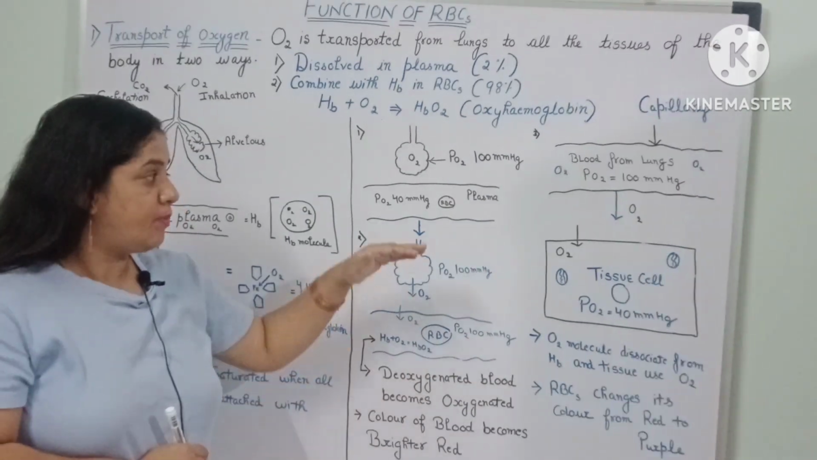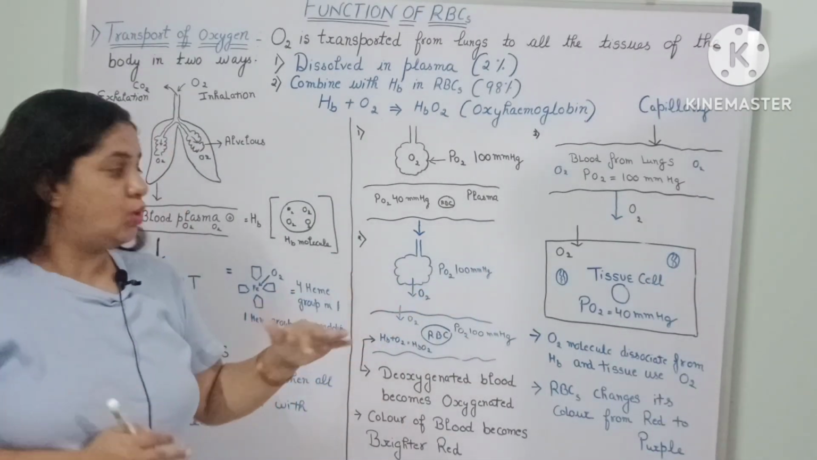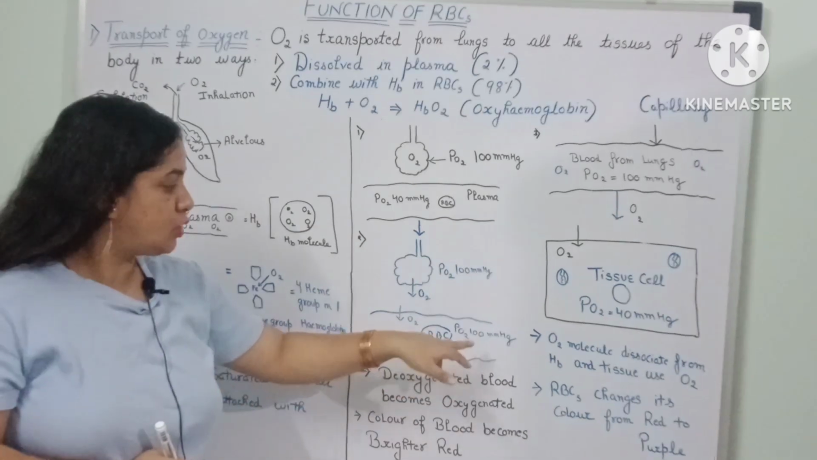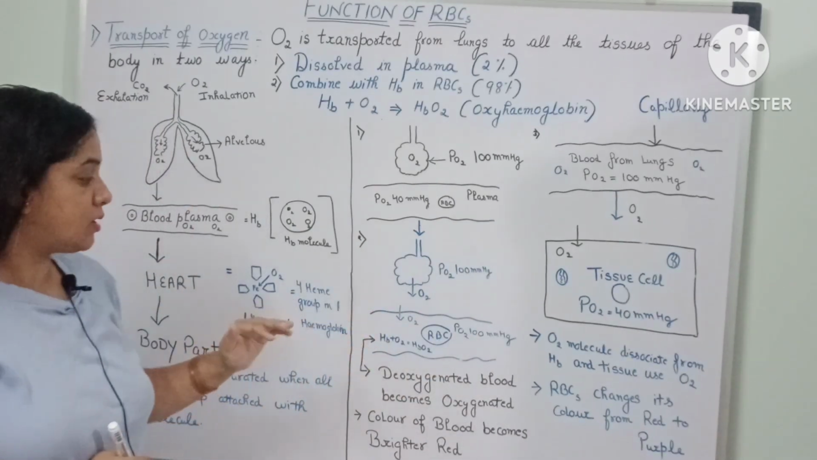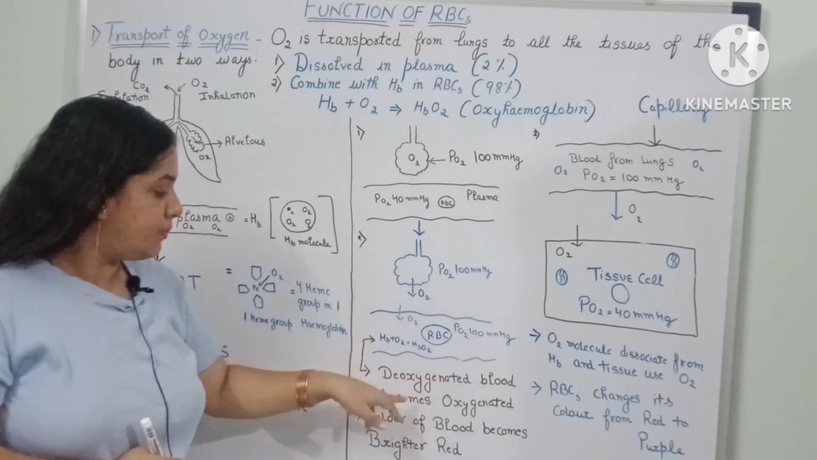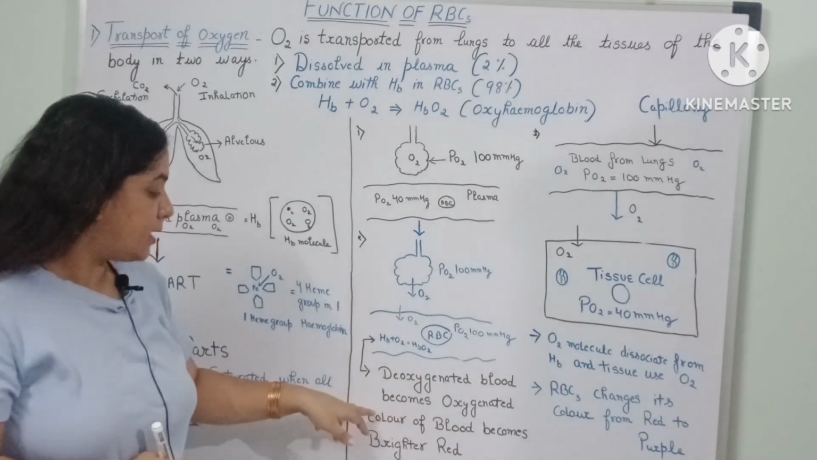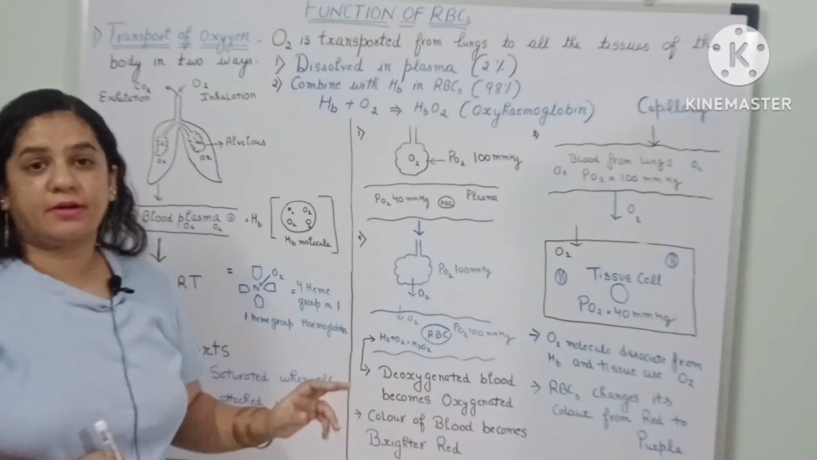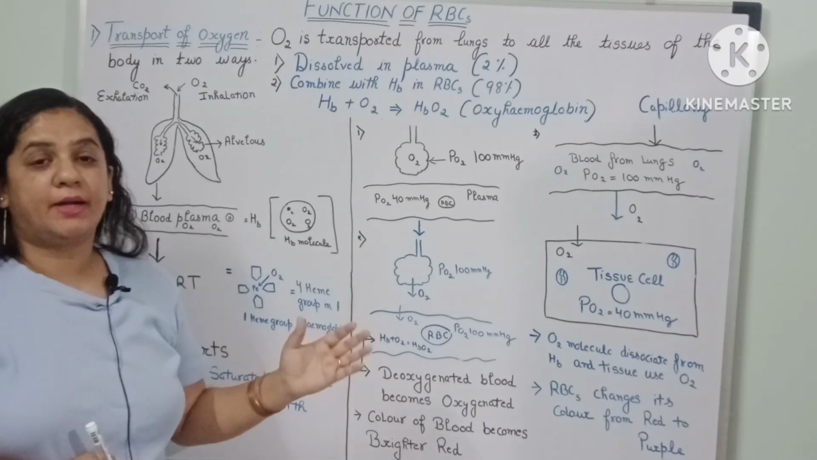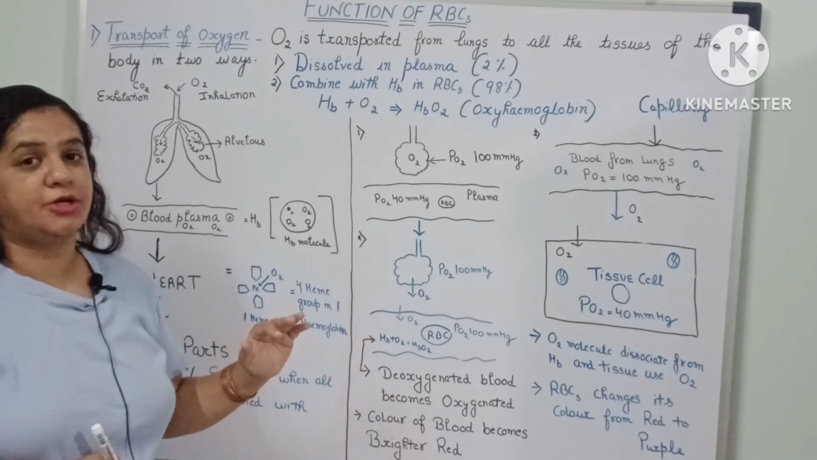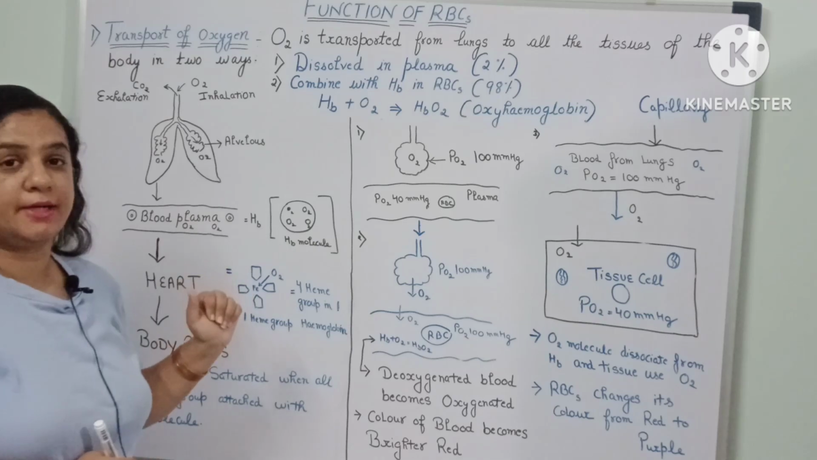And the partial pressure of oxygen in the blood becomes 100 mmHg, because the pressure has become equal, since oxygen has been transferred here. So the deoxygenated blood becomes oxygenated and the color of the blood becomes brighter red, because the oxygen has attached with the hemoglobin.